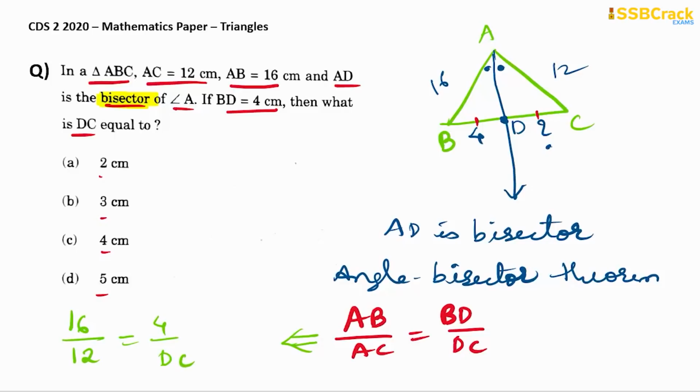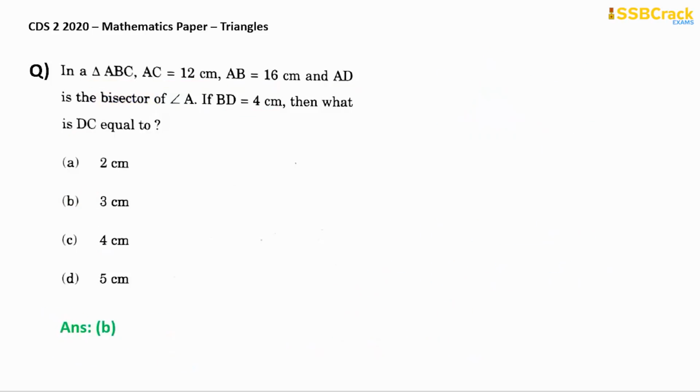So we shall find the DC. DC you can easily find out, it will come out to be what? It's very clear, it's a 3, right? So it's a 4, 4, 4, 3, so 4, 4 is cancelling. So DC you can easily see that it is 3 centimeters. So the key for this particular question has to be option number B.